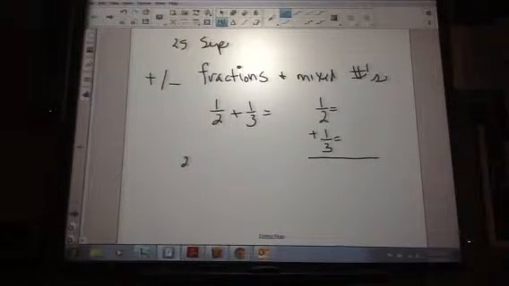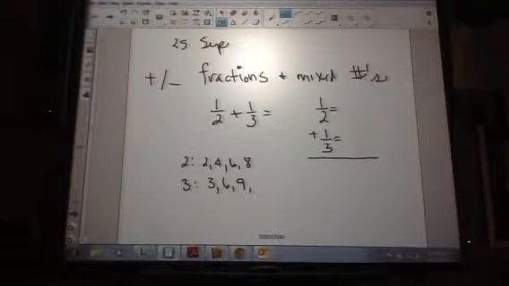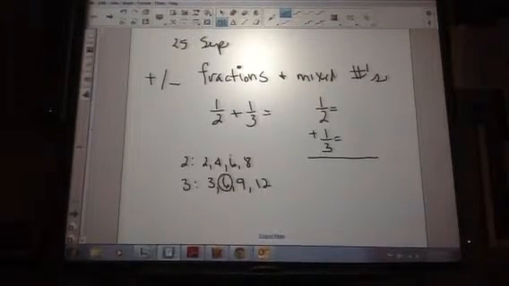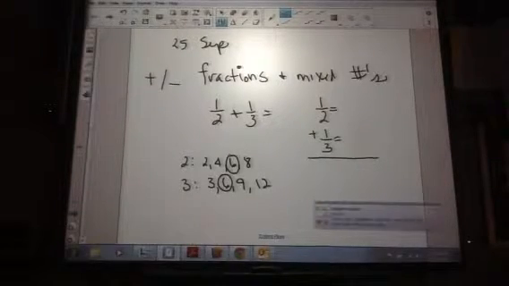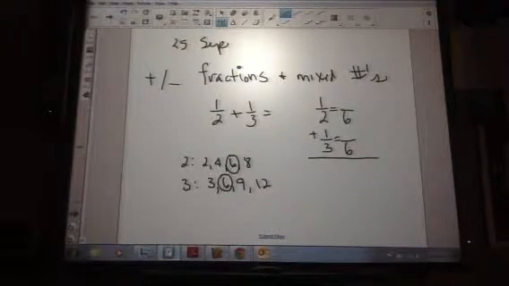And if you need to list them out, the multiples of 2 are 2, 4, 6, 8, keep going, and 3, 6, 9, 12. And you find the lowest one, so we don't have to do any extra work, and it happens to be 6. So we're going to do 2 times what equals 6? And hopefully most of you know that's 3. And whatever I do on the bottom, I also have to do on the top. So 1 times 3 is 3. 3 times 2 is 6. So 1 times 2 is 2.